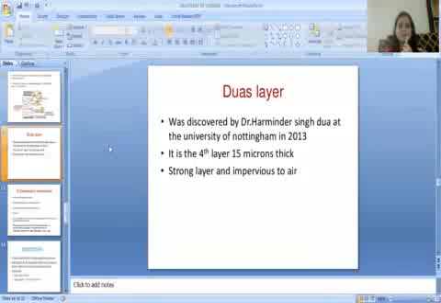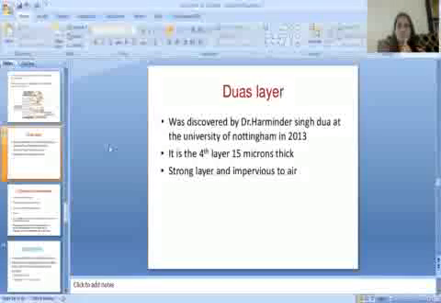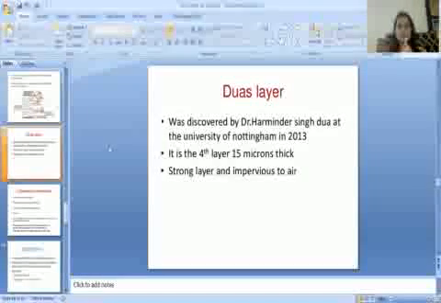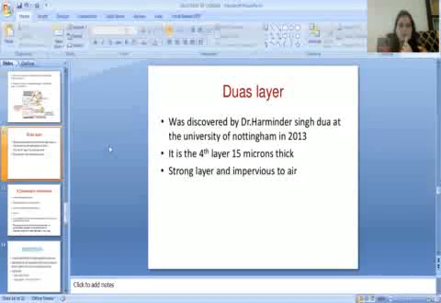Next layer is the Dua's layer, which was discovered by Dr. Harminder Singh Dua at the University of Nottingham in 2013. It is the fourth layer, which is 15 microns thick. It is a strong layer and impervious to air.